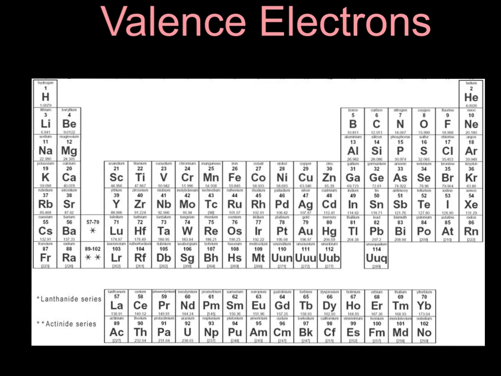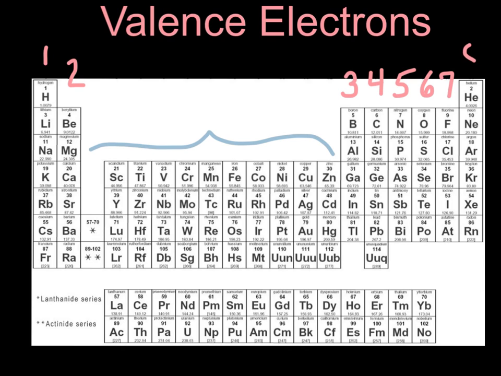All elements in the first group have one valence electron. All elements in the second group have two valence electrons. We're going to skip over this middle section of the periodic table. We're not going to talk about their valence electrons because they're a bit irregular. And we're going to come all the way over here to the column that begins with boron, and those elements have 3 valence electrons. Next we have 4, 5, 6, 7, and the last column has 8 valence electrons.